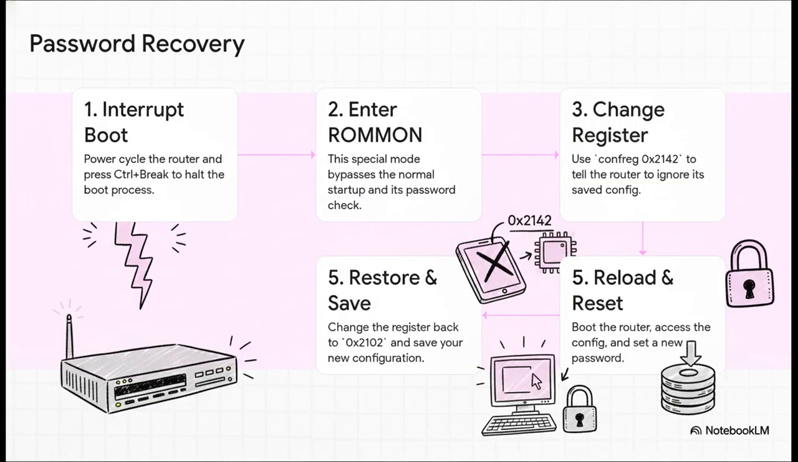First, you're going to physically interrupt the router's boot process to get into a special maintenance mode called ROM-MON. From there, step 2, you change a setting called the configuration register. This is the absolute key, because you're telling the router to just ignore its saved configuration on the next startup. Third, you reload it, and because it ignored the old config, it'll let you write in, no password needed. Fourth, you can copy your old configuration back in, set a brand new password, and save your work. And finally, you restore the register back to its normal setting so it boots correctly from now on.